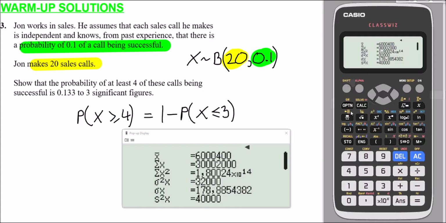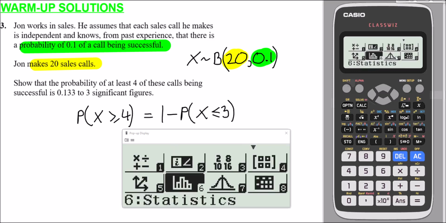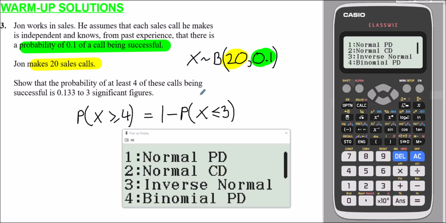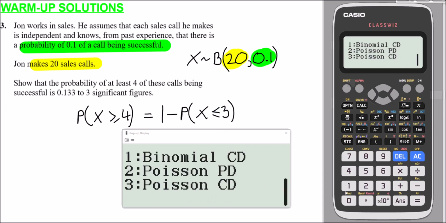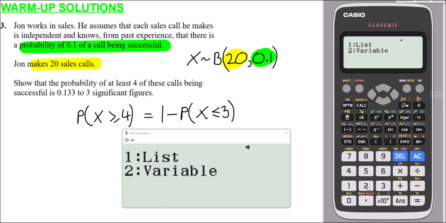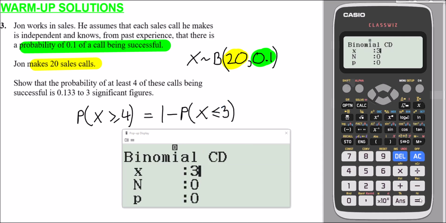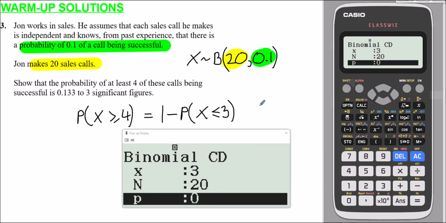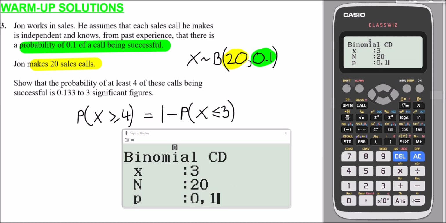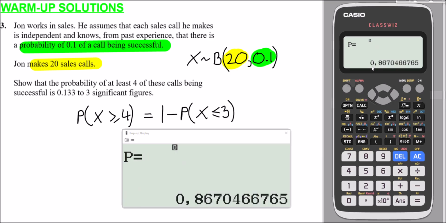So how do we do this? Well, we need to press menu, go to option 7. Here, because we've got an inequality symbol, that is implying we need binomial CD. So you scroll down to binomial CD, press option 1, go for variable, which is option 2. Now we're wanting, for this one, to work out the chance of no more than 3 from 20 being successful, where the probability of success is 0.1. Press equals and equals again. That gives us 0.8670.